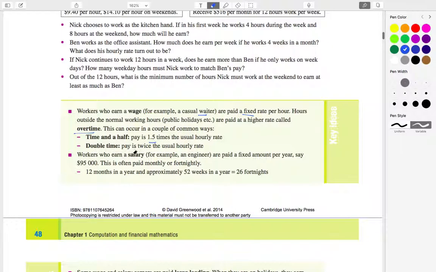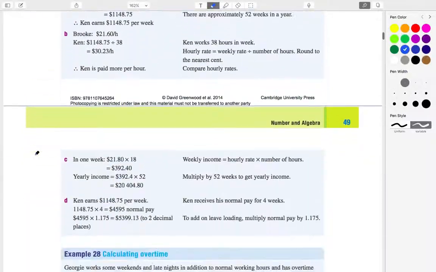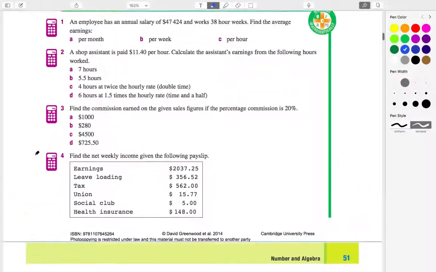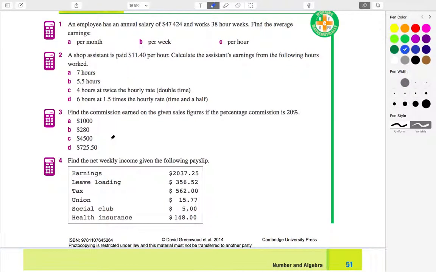Workers who earn a salary are paid a fixed amount per year, say $95,000. If we want to see how much they get paid per week, we can divide the annual salary by 52 to find their weekly wage. Just remember, these are the main bits of information that we need to know. So let's jump into some of the questions from the chapter. For some of these, I'm just going to explain how to work them out and the theory behind them, and some of them I'll do completely.